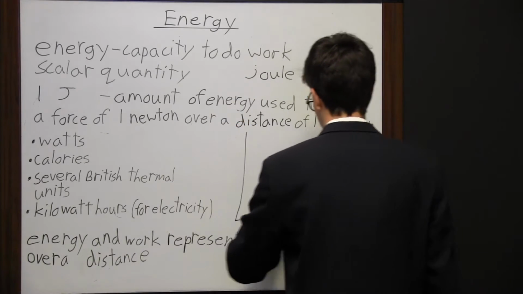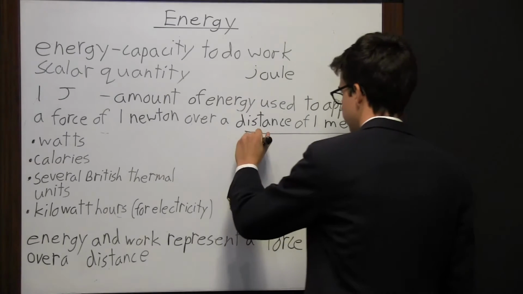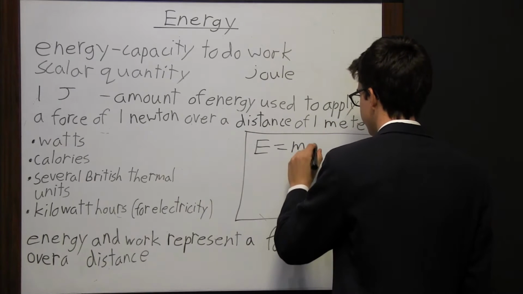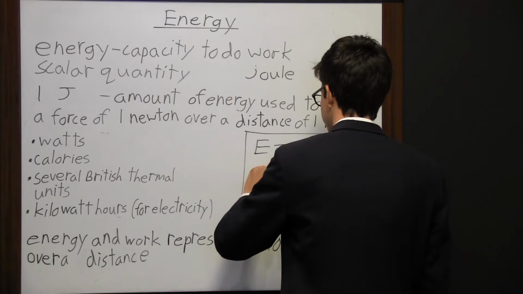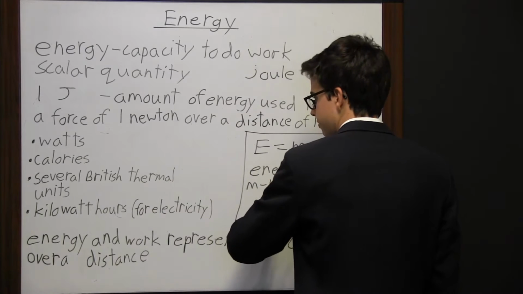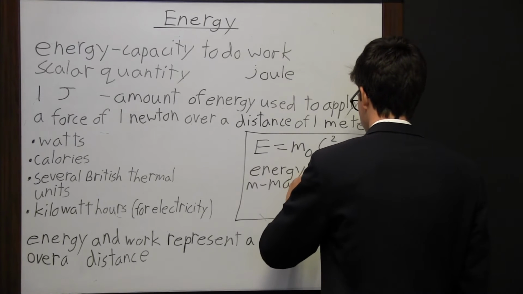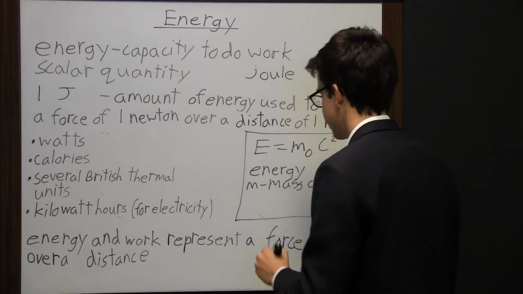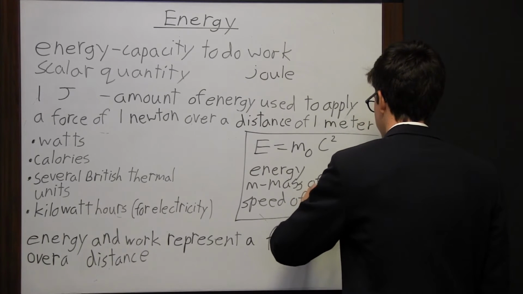Now I'm going to draw a little bit of a box right here to talk about the relationship between energy and mass. And so we have an equation, which is E equals m_o c squared. So E is obviously energy. And then we have m, which is mass. But in this case, notice it has a little o, which stands for the mass of the object. And then finally we have c squared, which is the speed of light in a vacuum.